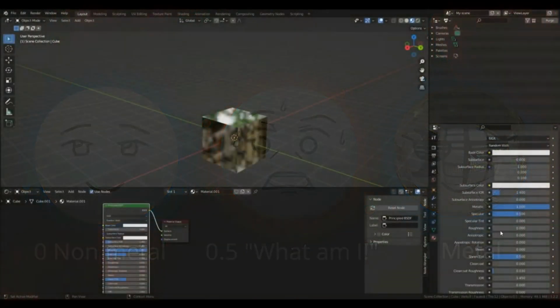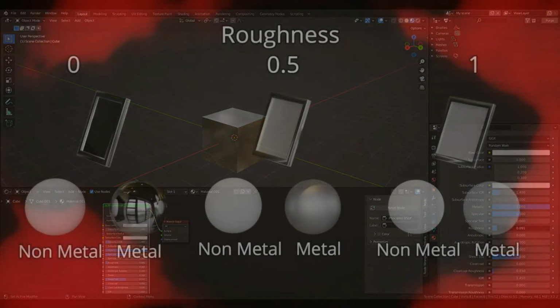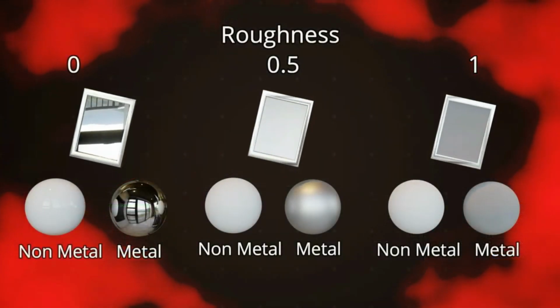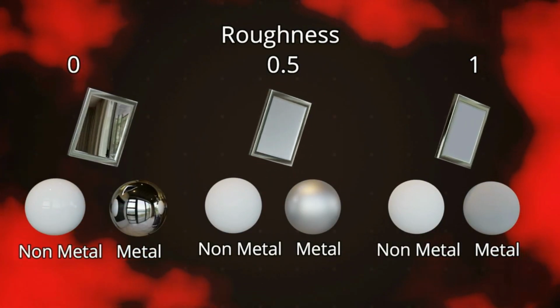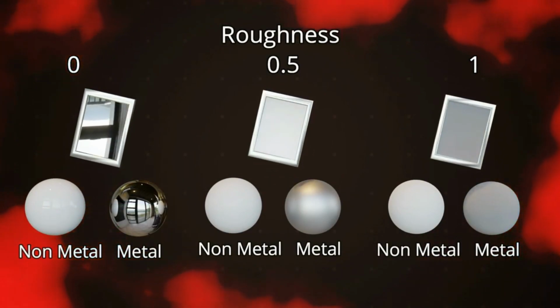Roughness, though, we can set to any value we wish. You can see as we increase our roughness, the reflectivity gets less and less. This is because the surface is rougher, and so when the light hits it, it will bounce around more than if the material was completely smooth.